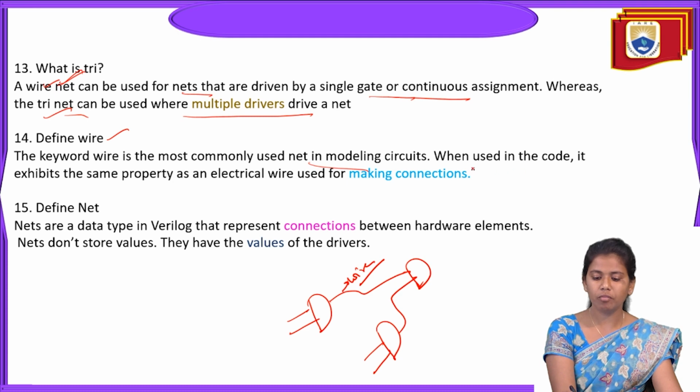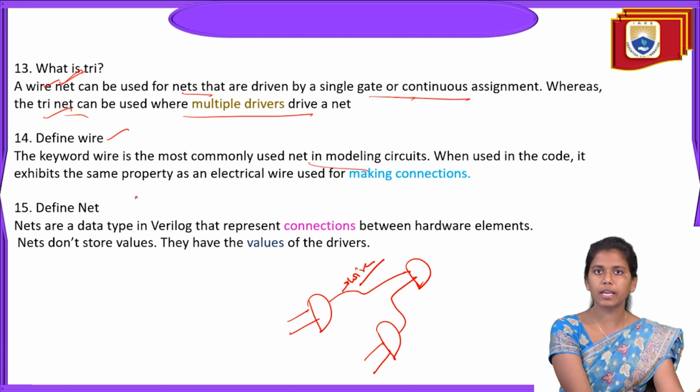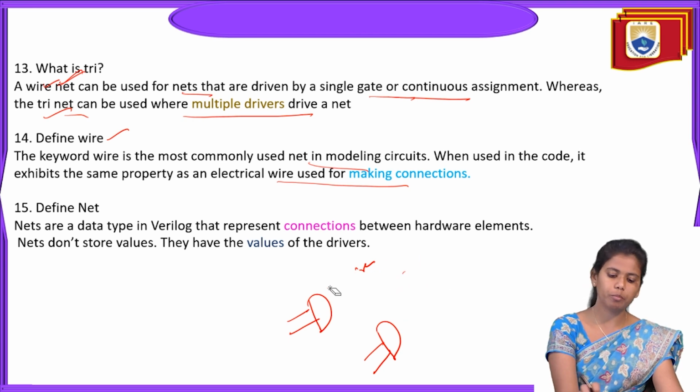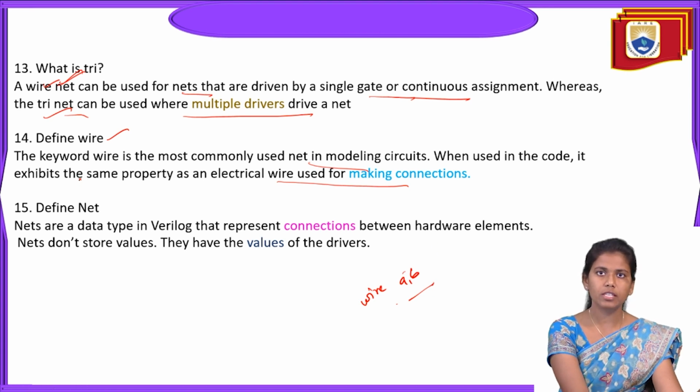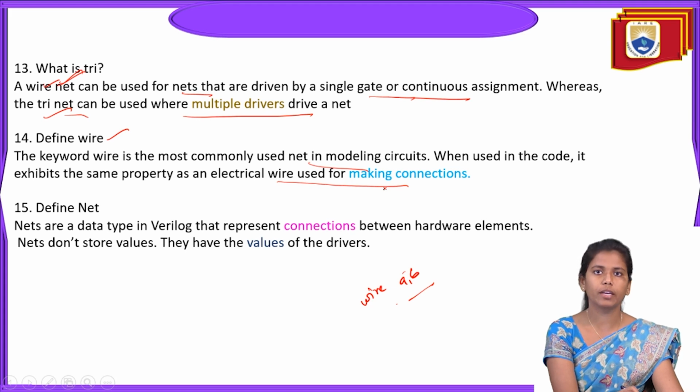When used in the code, it exhibits the same property as the electrical wire used for making connections. So when you are writing the code, we will write wire A and B. That means there is a connection between A and B. That's how the representation goes. So it is a basic keyword just for making connections; we make use of this wire.